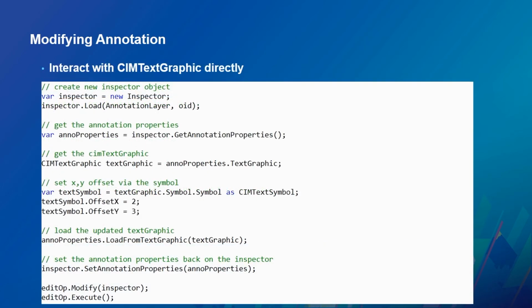If I'm interested in interacting with the SimText graphic, then again, I create a new inspector, load my annotation feature, get my annotation properties. Then I can access the text graphic property. In this instance, I'm getting the symbol on the text graphic, the SimText symbol. I'm going to modify a few properties on that SimText symbol, and then I'm going to load that modified text graphic back to my annotation properties using this load from text graphic method. Set my updated annotation properties back on my inspector, and then again go through my edit operation modifier.